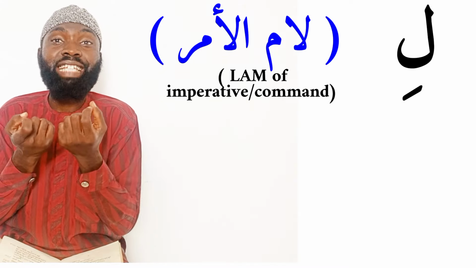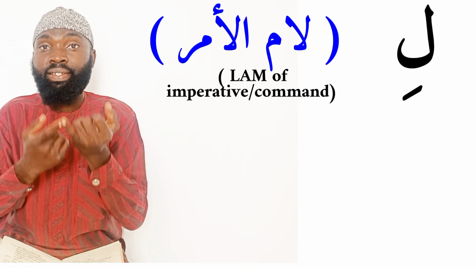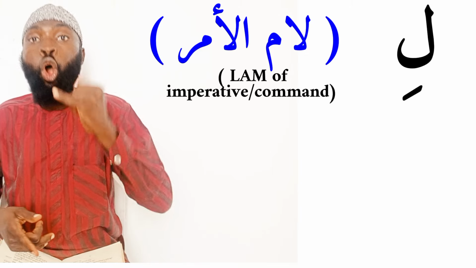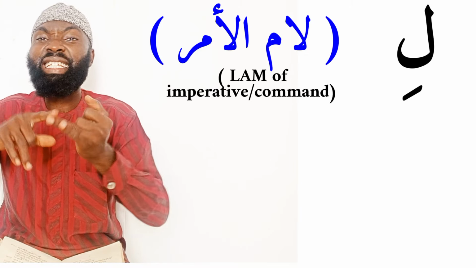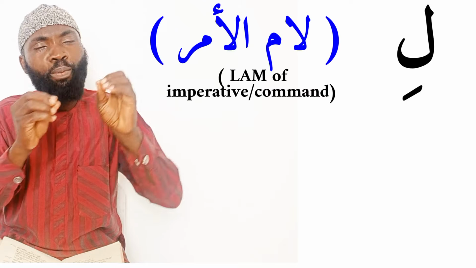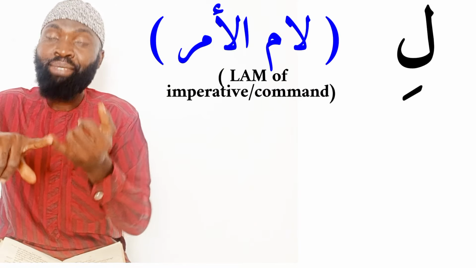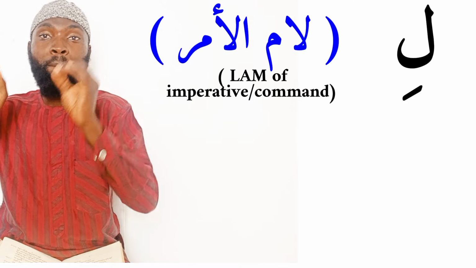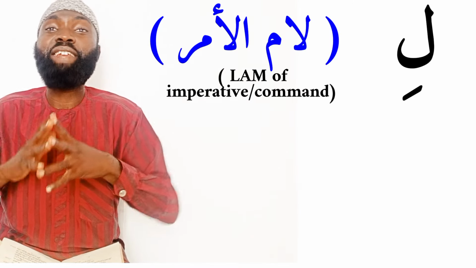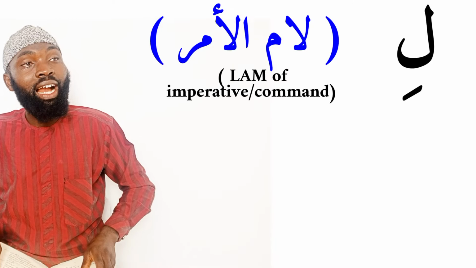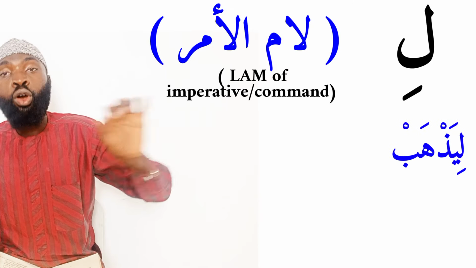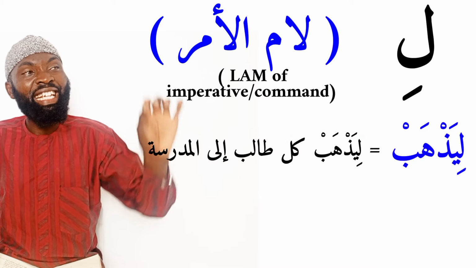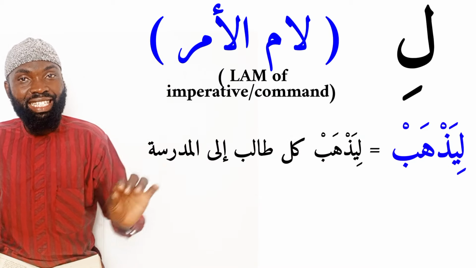This lam, whenever it appears before a present tense verb, be it a ghaib, that is the third person present tense verb, or the mutakallim, which is the first person present tense verb, this letter could be attached to it, and first it will make the present tense verb carry sukun instead of dhamma. To clarify this, let me give an example with two words. The first word we have is liyadhhab. To make it in a sentence, I will say liyadhhab kullu talibin ila al-madrasati.